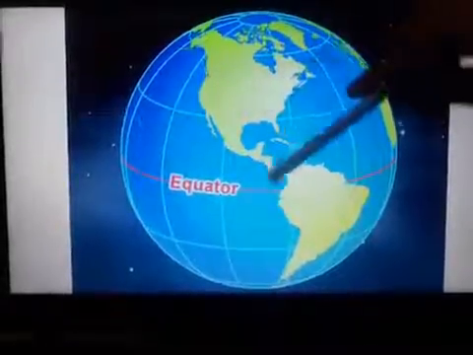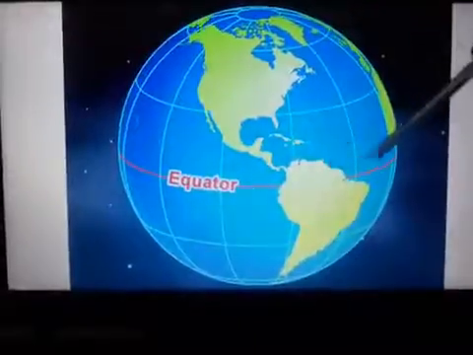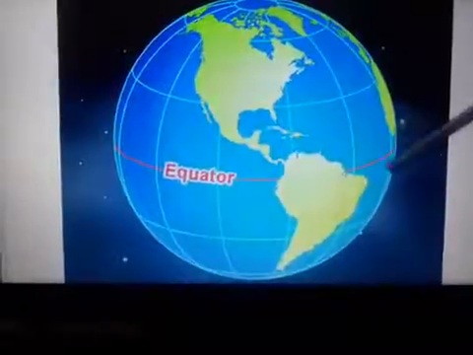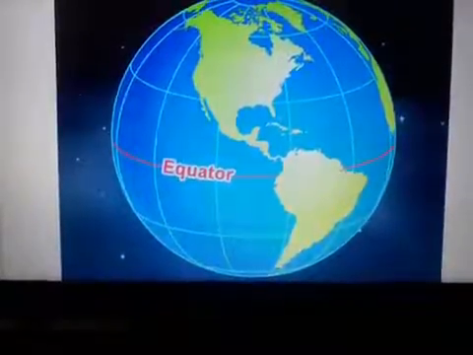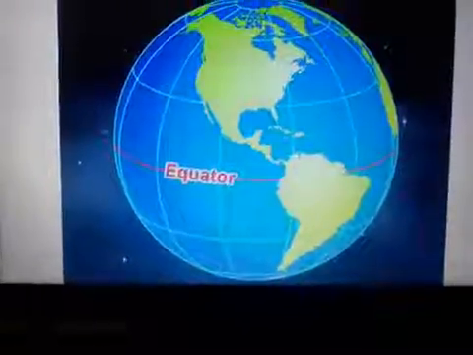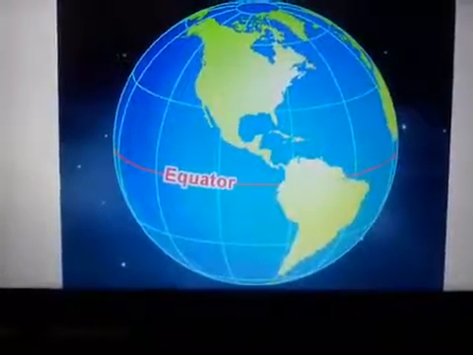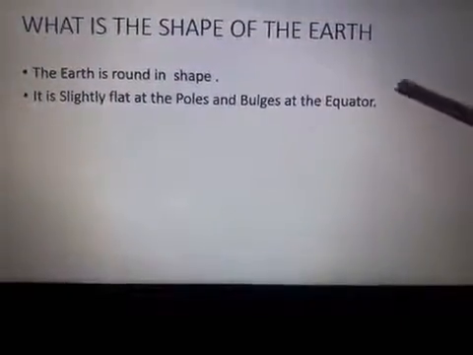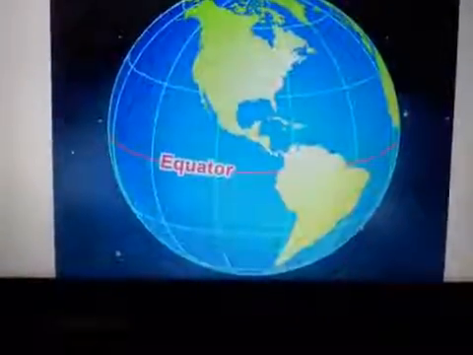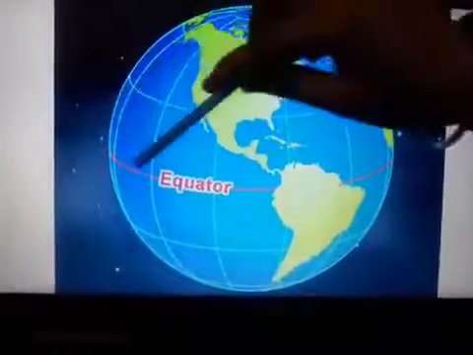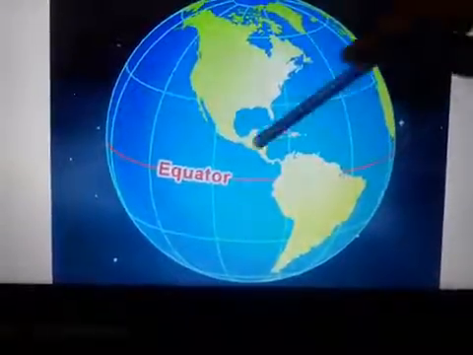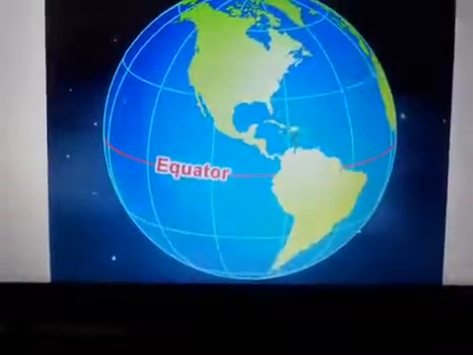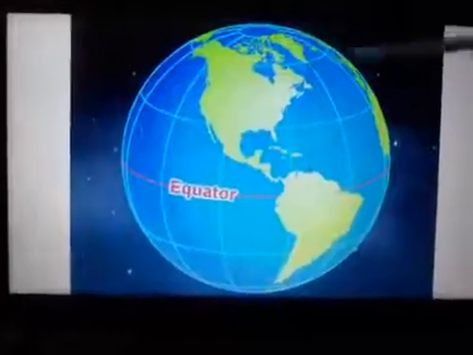But when we come to the equator, the division of the planet, the part which divides it, is bulged. Bulge means when a surface gets spread out or when its length increases. Got it? So it is slightly flat at the poles and bulges at the equator. The surface is flat at the pole but it is spreading out as it comes to the equator. The equator is like a divider. It is a division of the planet. You can say it divides it into two parts.